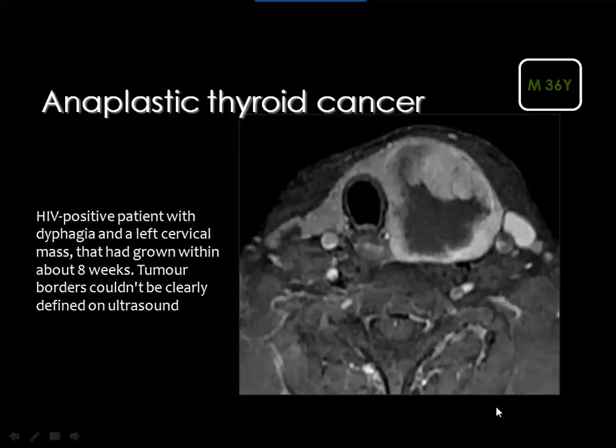This is also another example by MRI T1 weighted image after contrast injection with fat suppression. You see a large tumor mass in the left thyroid lobe.